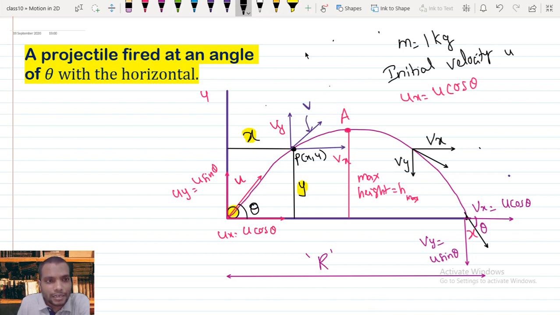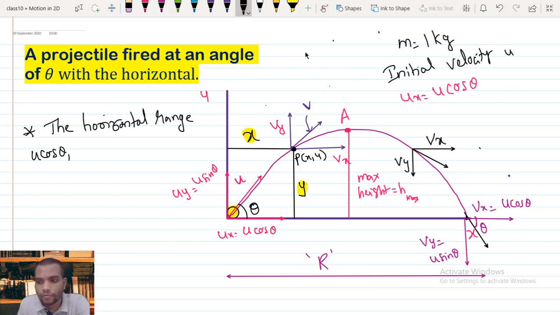So let us dive into the derivation. Before that, I am going to write two important things here. Please fix these two points in the back of your head. The horizontal range, and u cos theta, which remains constant throughout the motion.